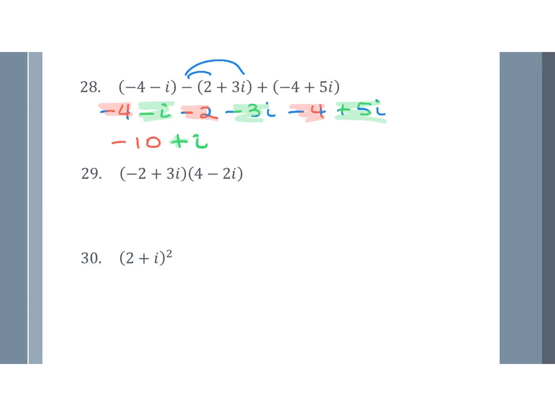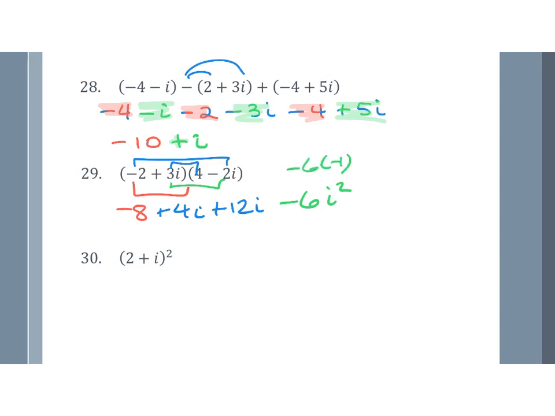So the next one I'm going to FOIL. So I do first, outside, inside, and last. Again, remember the i squared becomes -1. So this last term turns into a positive 6. Drop down the red, combine the blue, and now add -8 plus 6. So then this would give me -2 plus 16i.